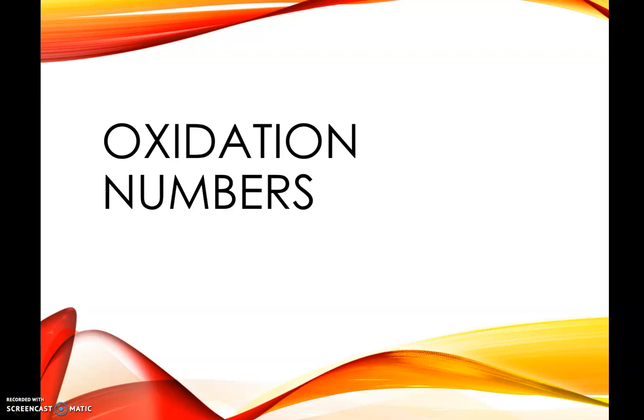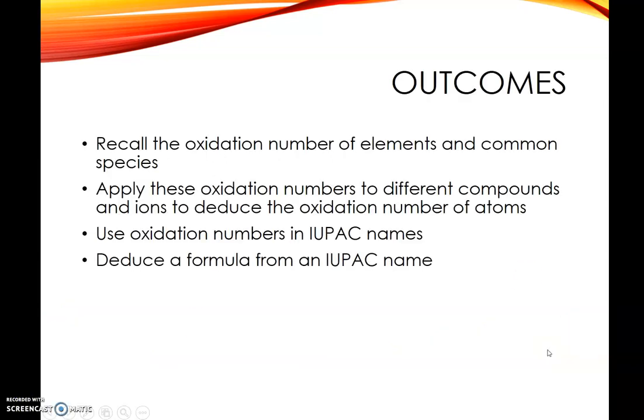Okay, welcome to this quick video on calculating oxidation numbers. What we're looking for you to get out today are the following. Recall the oxidation numbers of elements and common species. Apply these oxidation numbers to different compounds and ions to deduce the oxidation numbers of atoms involved in these substances. Use oxidation numbers in IUPAC names and deduce the formula of an IUPAC name.